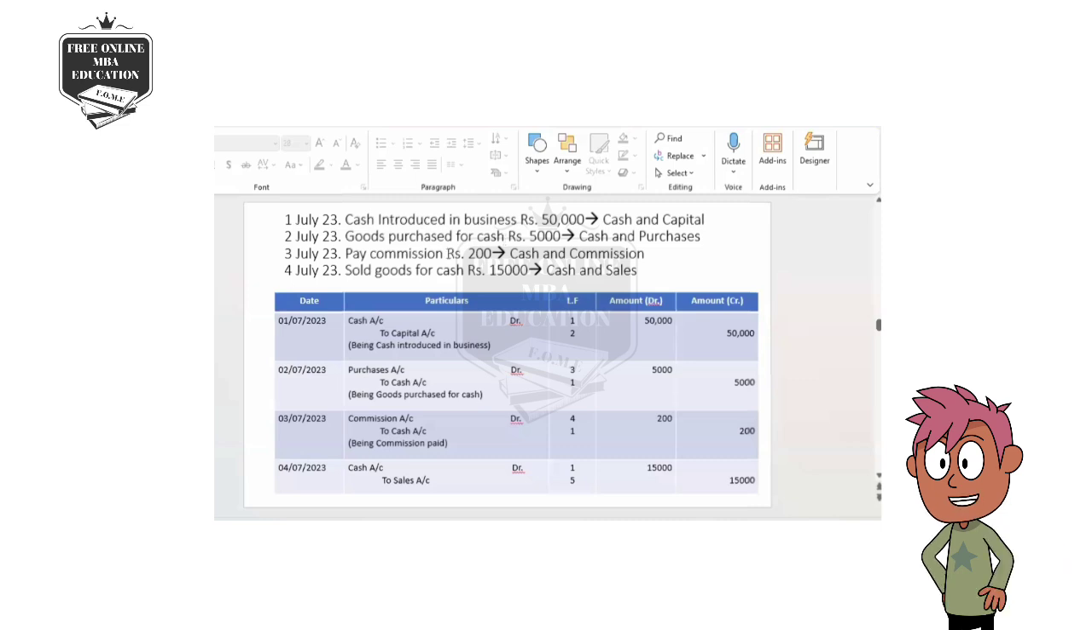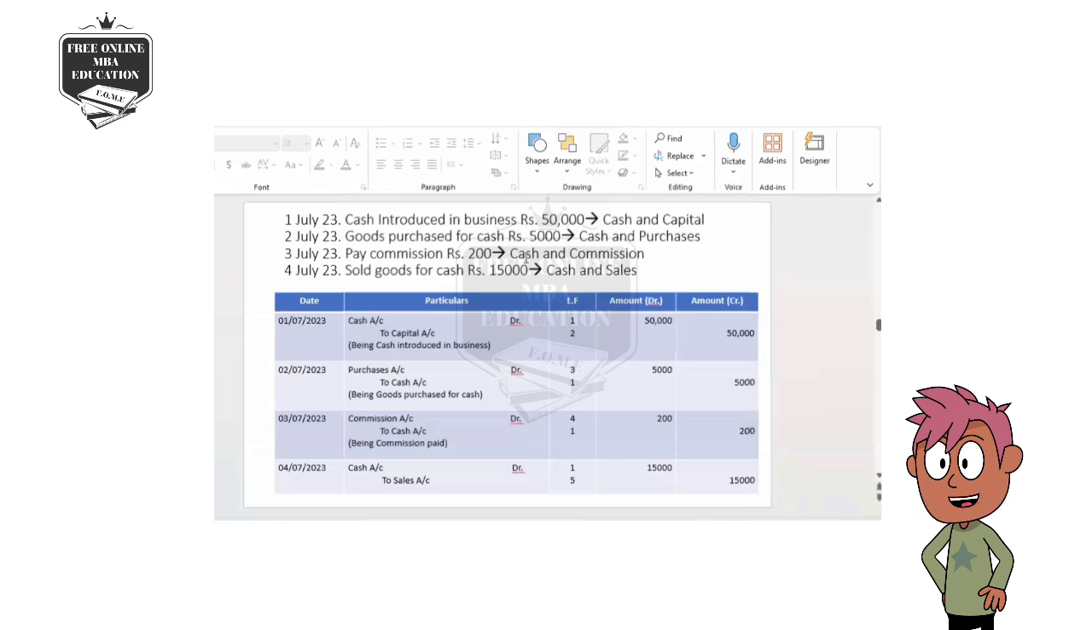Pay commission rupees 200. Cash and commission are the two accounts considered here. We are going to pay commission, and by way of paying commission, we actually pay cash. So cash is a real account and commission is our expenditure, and that's why it's a nominal account. So for cash, we are going to apply the rule of the real account. For commission, we are going to apply the rule of the nominal account.